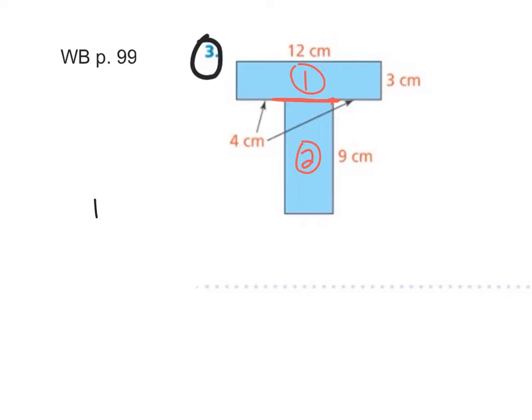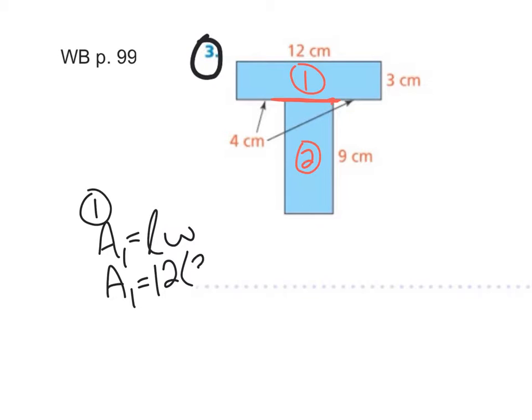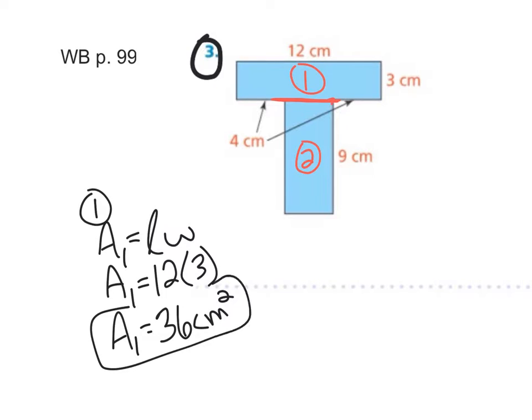So first step, find the area of our first rectangle. Area of a rectangle, again, we do length times width. We can see on our first rectangle dimensions are 12 and 3. So we'll multiply those together. So 12 times 3 is 36. So 36 square centimeters would be the area for our first rectangle.